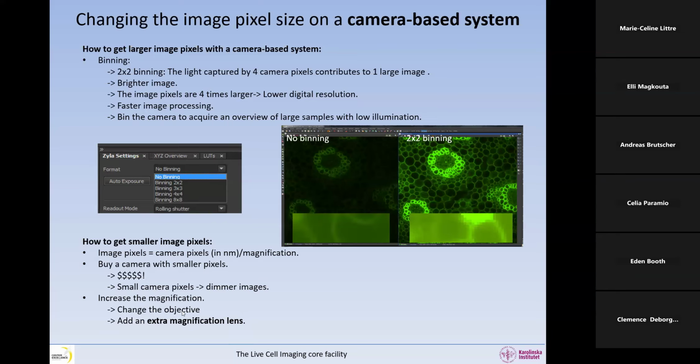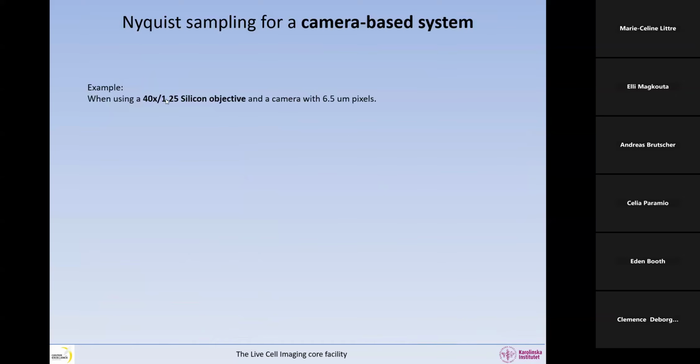We know why we are choosing an objective versus another, but we could just add an extra magnification in there. And so at the end, when we have the image pixels, they are the camera pixels, in nanometers, divided by the total magnification. When I say total magnification, I always mean the magnification of the objective multiplied by the extra magnification lens that we're adding there to make smaller pixels at the end. So here is an example.